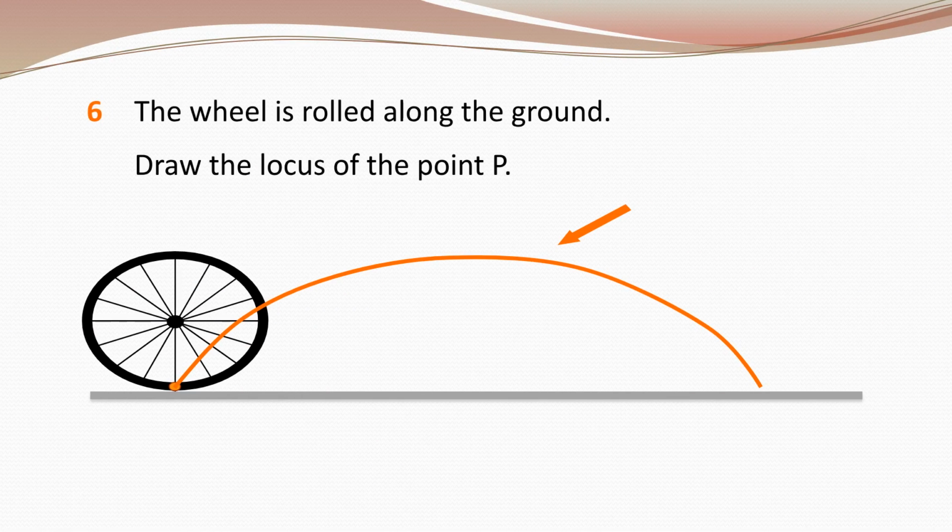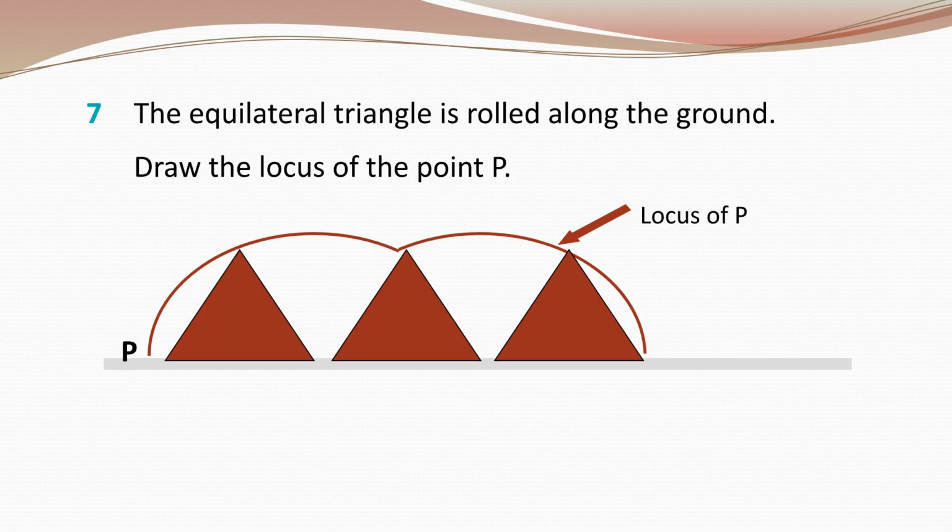In this example, we observe a wheel rolling along the ground. The locus of a point P on the rim of the wheel traces a specific, curved path known as a cycloid. Similarly, if an equilateral triangle is rolled along the ground, the locus of a point P at one of its vertices creates a series of connected arcs.